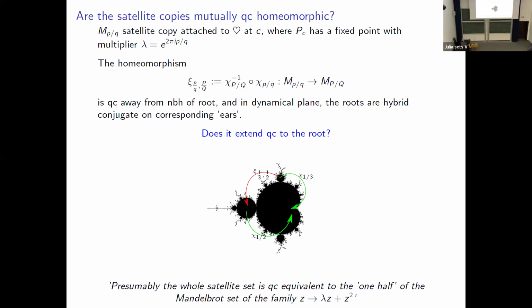Each of these guys are differentiable here because, in the main hyperbolic component, they are all little circles. So does this homeomorphism extend quasi-conformally at the root? Yes.